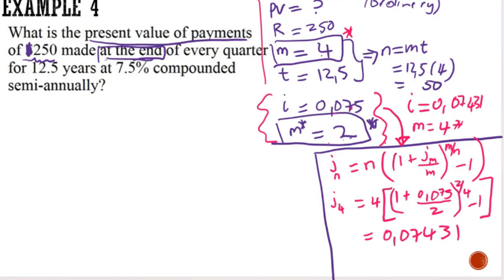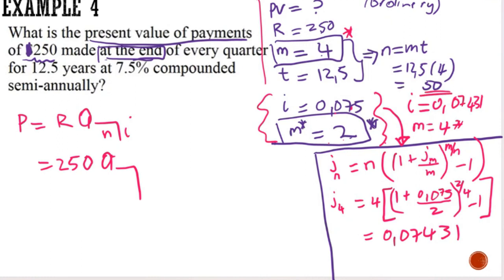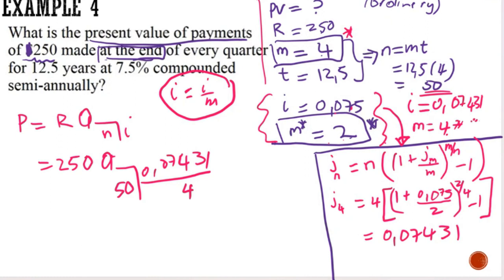So what you do? You can just put this into your calculator and say the present value is going to be equal to R, A, N, I. Your R there is equal to 250, and then your N, you already have your N, there is your N. Your N is 50. What is your I? This is your I that you went out of your way to convert. Your I is 0.07431 divided by 4 because it's compounding by 4 according to the formula. Okay, remember your I is equal to your I divided by M. That is what you are using here.